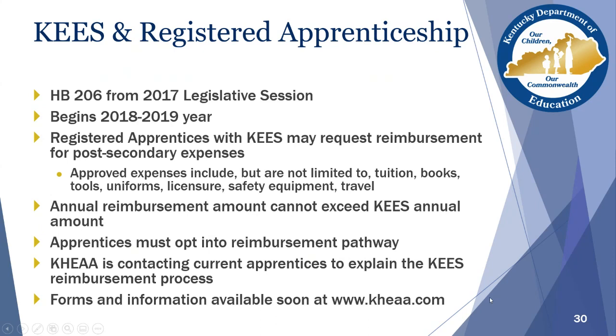Keys, again, as it relates to registered apprenticeship. So this is the TRACK program I talked about earlier. So now students can actually get Keys money if they do the TRACK program. So you can see they can actually get reimbursement for tuition, books, uniform, licensure, safety equipment, travel. So they could actually use their Keys money to help pay for some of that as it relates to that registered TRACK apprenticeship that they're going through.